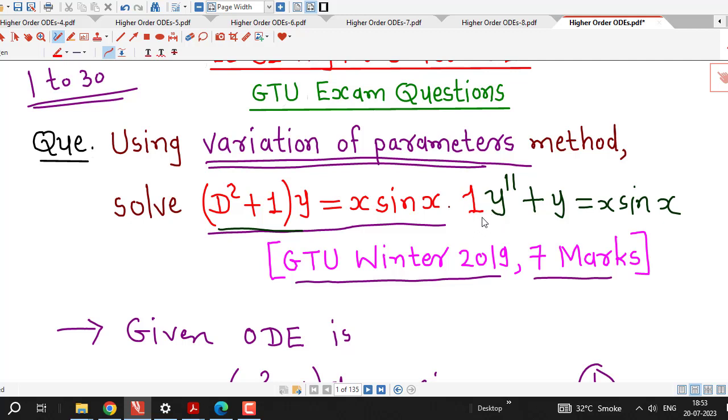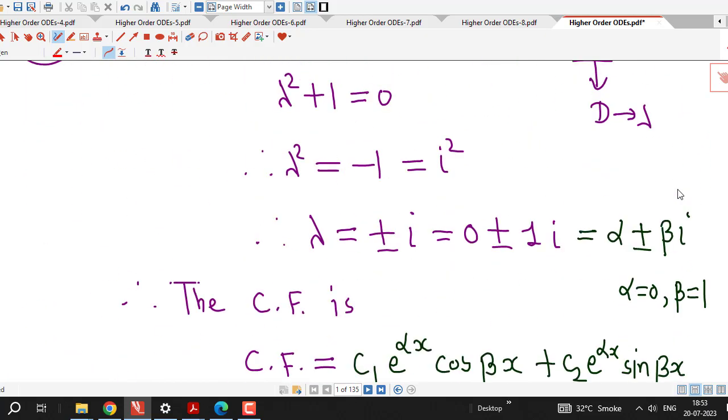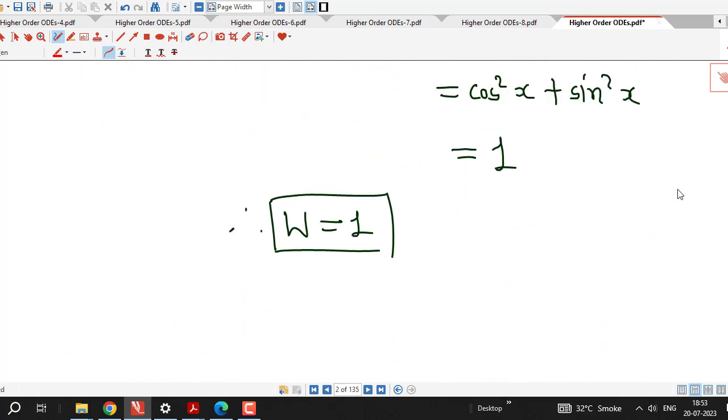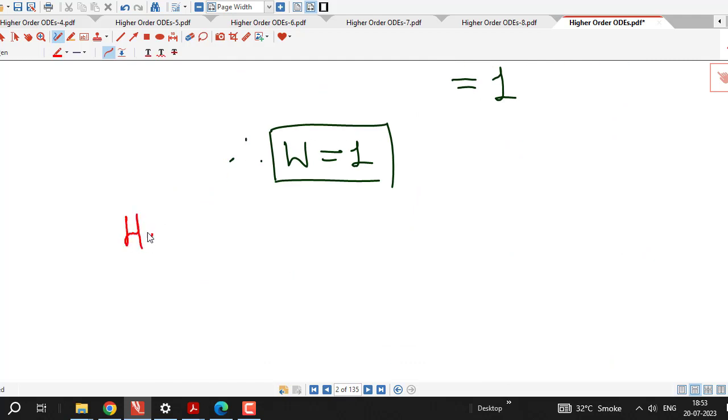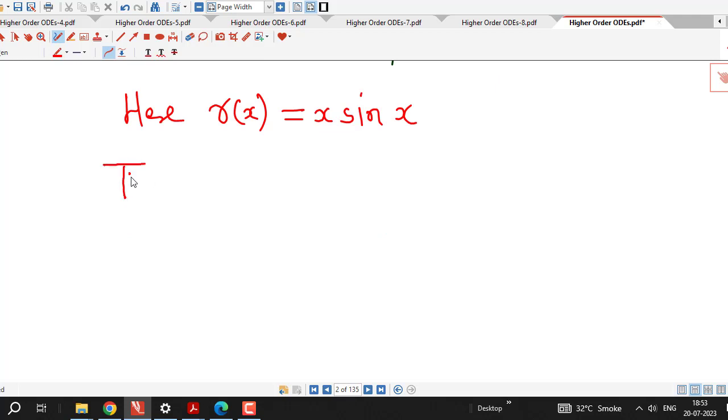For the method of variation of parameters, the coefficient of the highest order derivative must be 1. Here it is already 1, and after we check that, we will see what the right hand side is. Here the right hand side function is x into sin x, that we will denote by r of x. That r of x is required in the formula of particular integral. So here r of x, the right hand side in the given non-homogeneous equation, is x into sin x.